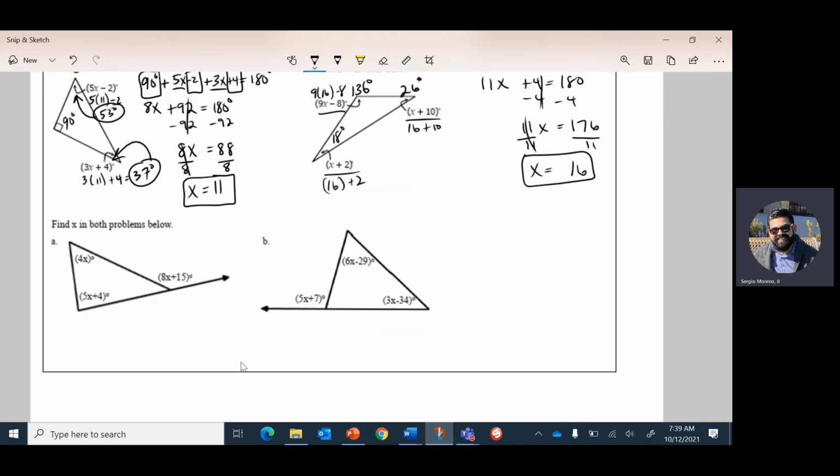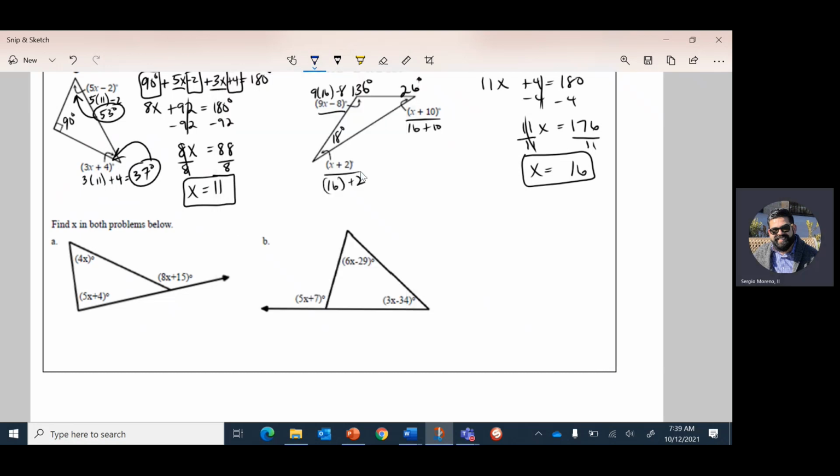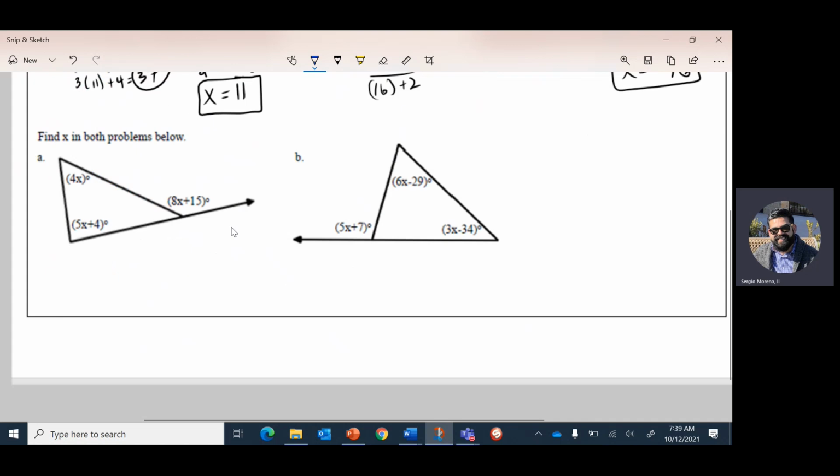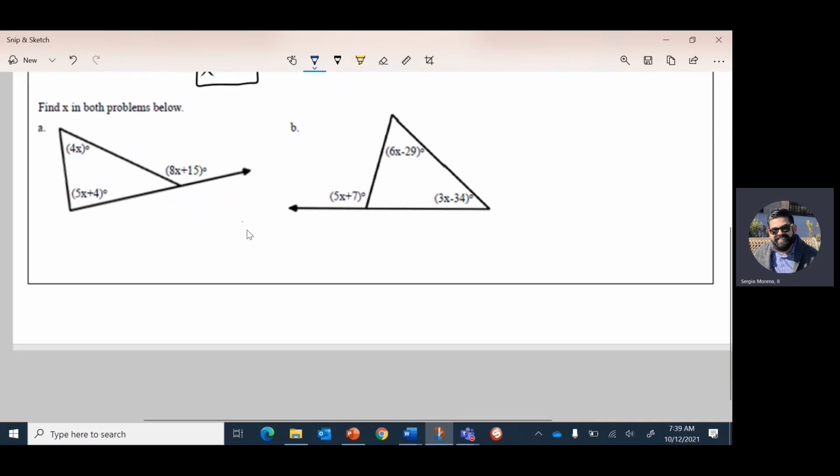Now, these first two problems were dealing with the triangle sum theorem. However, the last two that we're going to do together here, and we're going to end after this, and then you'll go ahead and take over and do the independent practice.